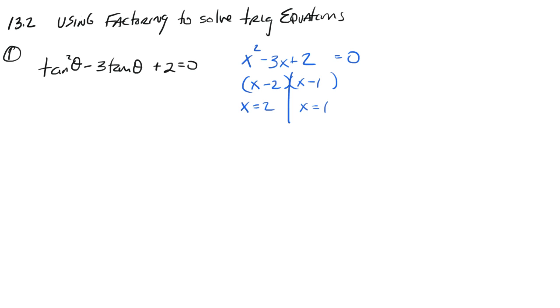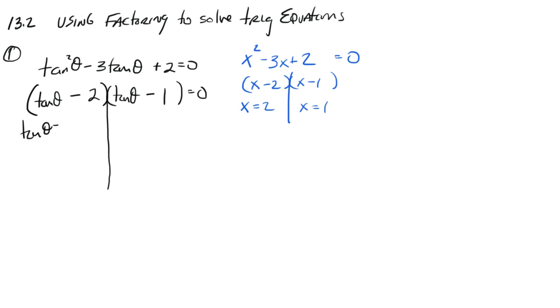So let's come back over here, and we're going to split it apart. If you don't like doing it with the trig function, you can use x's, and at the end, do a substitution back. So this is going to be tan theta minus 2, tan theta minus 1. You do it exactly the same as regular factoring. Split it apart. Tan theta minus 2 equals 0, so tangent of theta equals 2. Tan theta minus 1 equals 0, so tan theta equals 1.